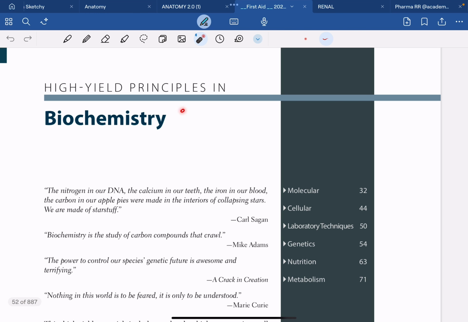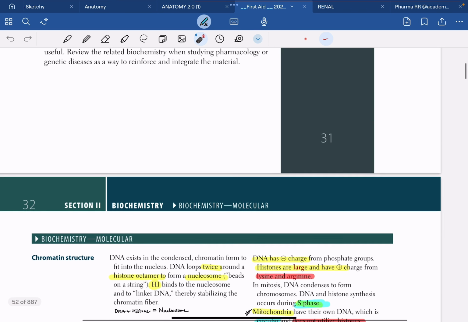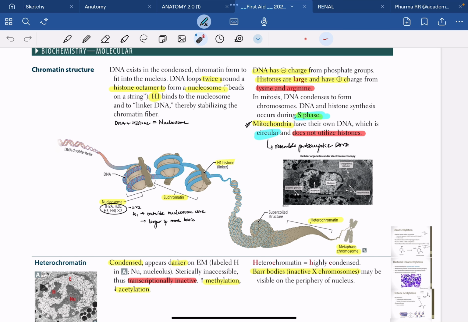Starting with biochemistry. First, it is the chromatin structure. DNA exists in the condensed chromatin form to fit into the nucleus. DNA loops twice around the histone octamer to form the nucleosome. So, what is nucleosome? It is DNA and histone.